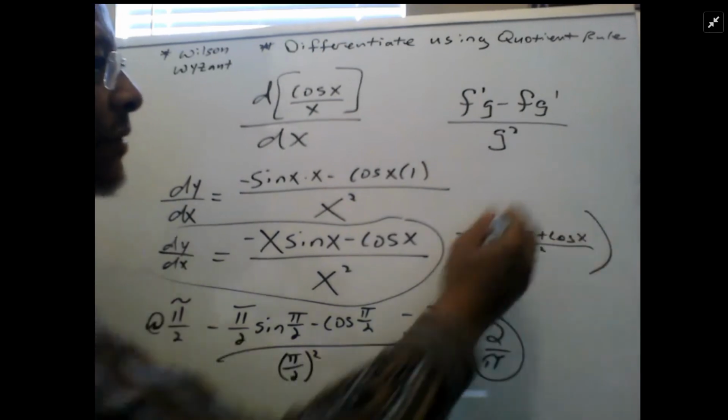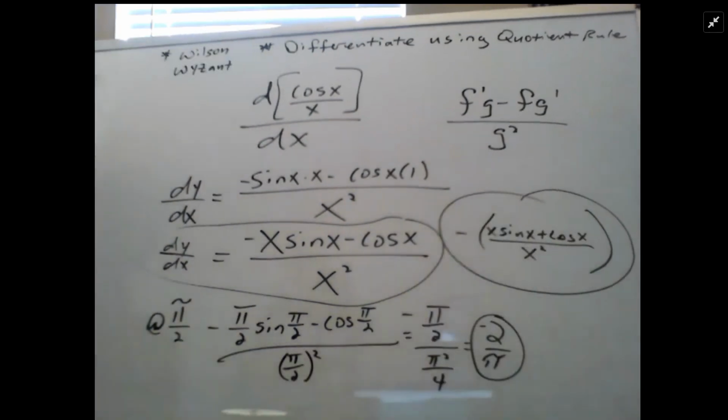Your teacher wants you to clean it up really, really good. Usually the higher up in math you go, the less you have to clean it up. So at any rate, that is using the quotient rule on cosine x over x.